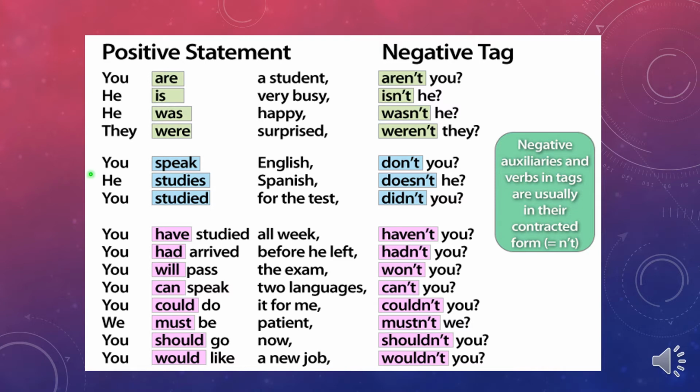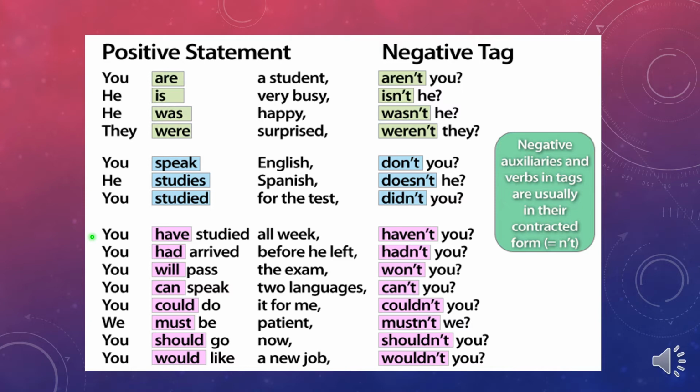You speak English, don't you? He studies Spanish, doesn't he? You studied for the test, didn't you? Tú hablas inglés, ¿no? Él estudia castellano o español, ¿no? Estudiaste para el examen, ¿no? Okay. There you have simple present and simple past. Let's continue with 1, 2, 3 more. Okay. You have there, you have studied all week, haven't you?